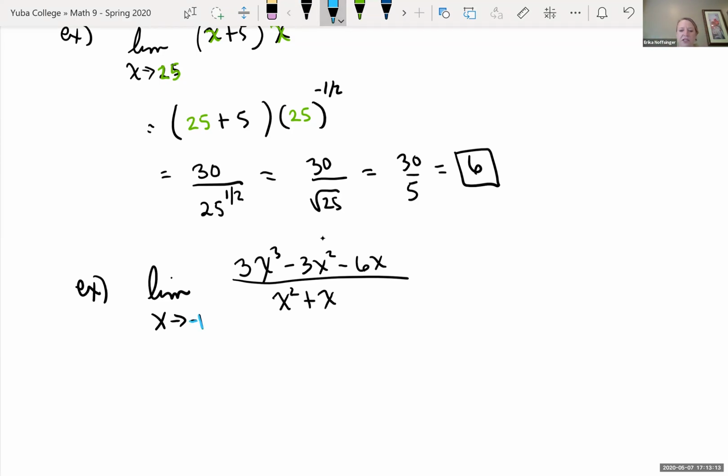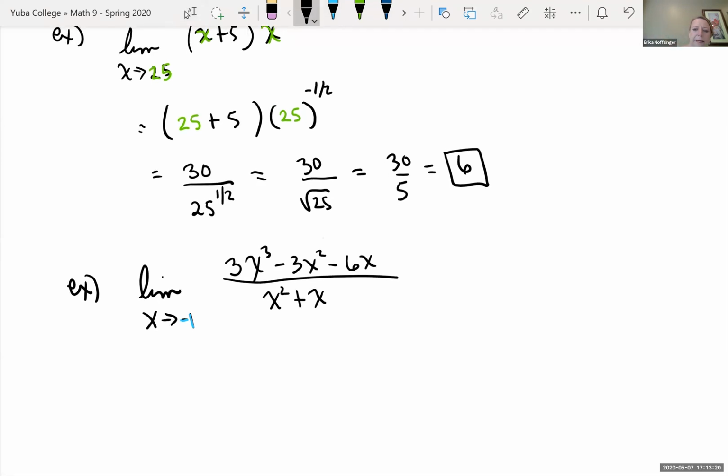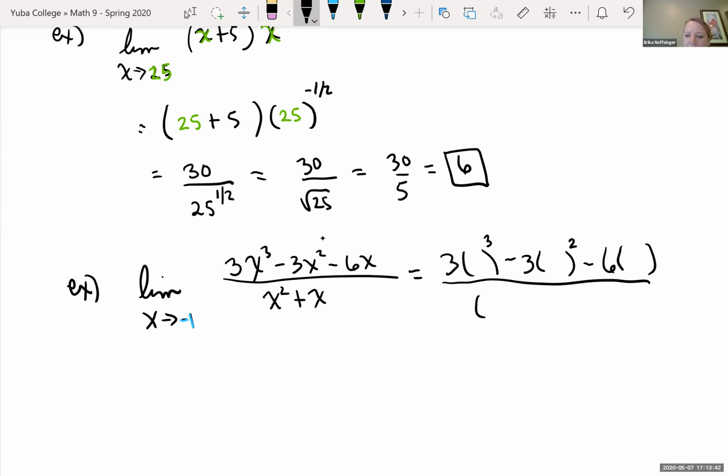We're going to do the same thing that we had done before. We're going to see if we can plug in negative 1 wherever we see an x, and hopefully we get back some number. So we have 3, and I'm going to put parentheses where I replace with negative 1. I see an x, we cube it. Minus 3, I see an x, parentheses squared. Minus 6, parentheses. All over, parentheses squared, plus parentheses.